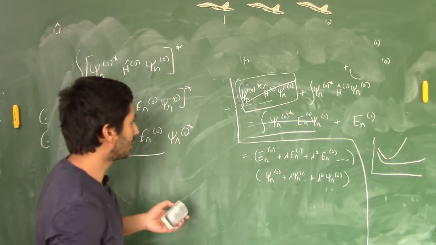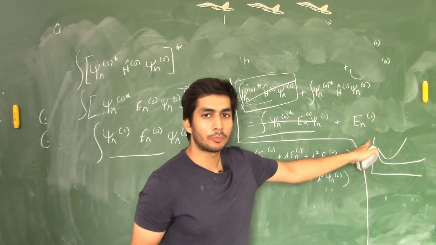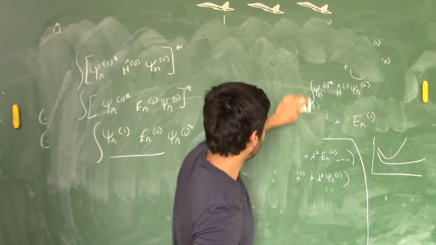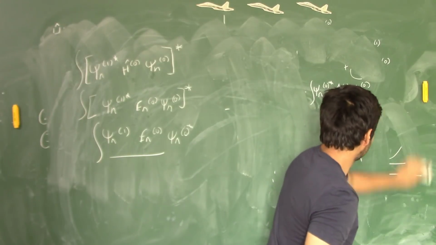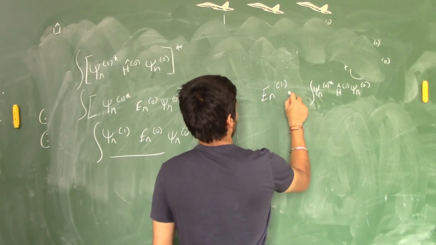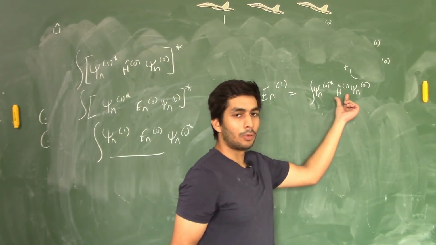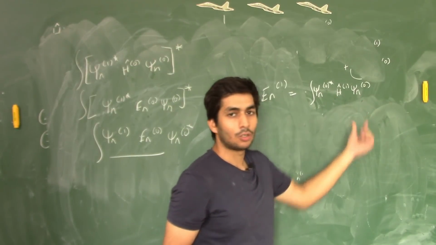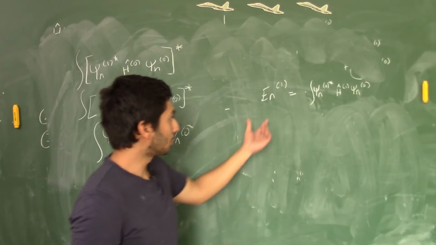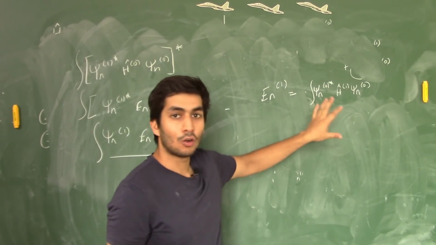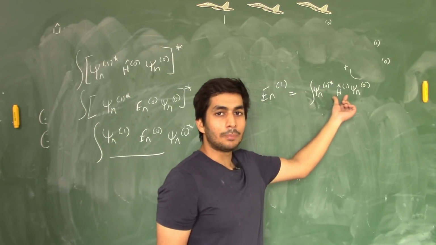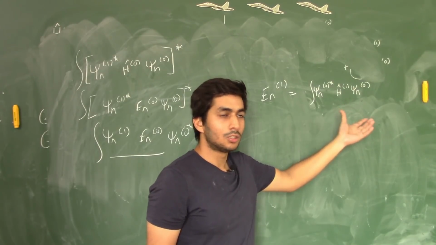So these two terms get cancelled out. So what will we be left with? Basically your first order perturbation is going to be equal to psi n naught star, the perturbed Hamiltonian, into psi n naught. Now this is very, very convenient. Why? Because the first order perturbation is nothing but the wave function of the system for which you have the exact solution, and the perturbed Hamiltonian. That's it.